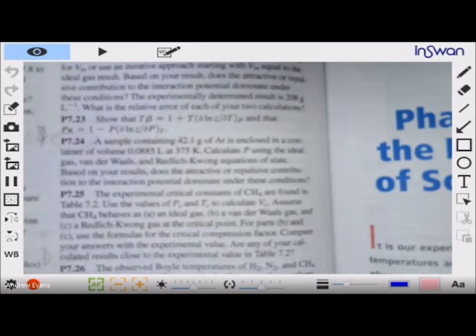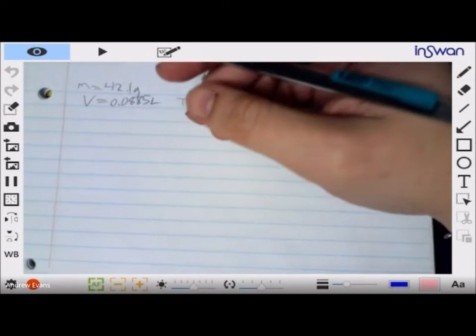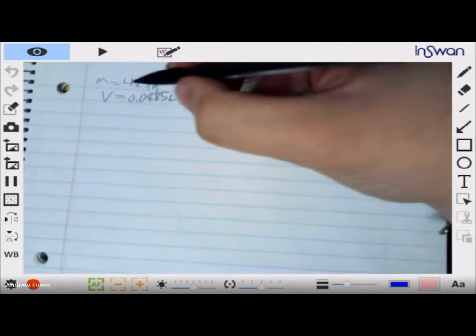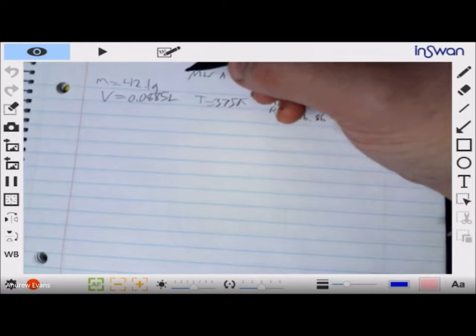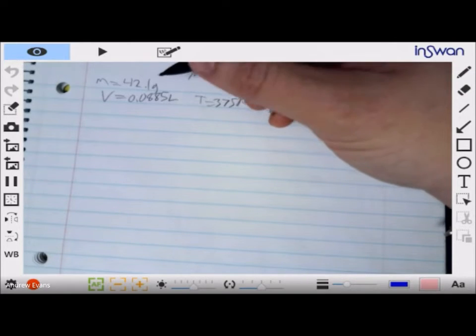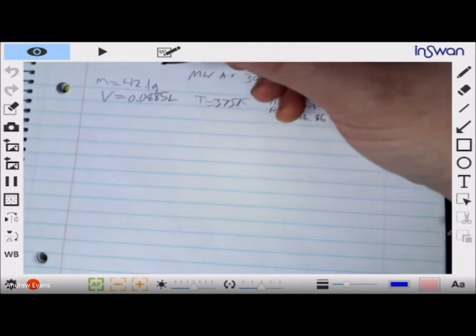Calculate P using ideal gas, van der Waals, and Redlich-Kwong equations of state. Based on your results, does the attractive or repulsive contributions to the interaction potential dominate under these conditions? The second to last problem asks us to calculate the pressure under ideal gas conditions, van der Waals gas conditions, and Redlich-Kwong gas conditions for 42.1 grams of argon.